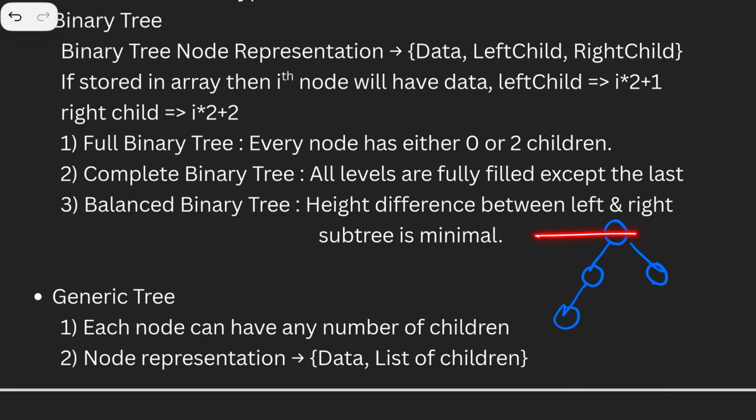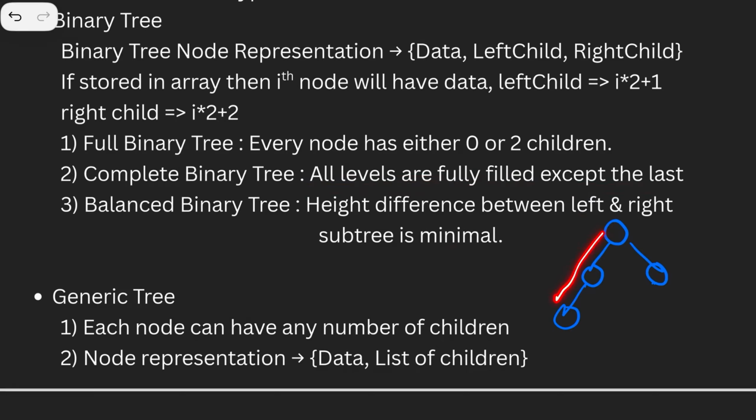Why? Because level 0 is completely filled, level 1 is completely filled, level 2 is not completely filled, but this is the last level, right? So it doesn't matter because we want all the levels to be fully filled except the last one. Then we have balanced binary tree, and it says that height difference between left and right subtree should be minimum.